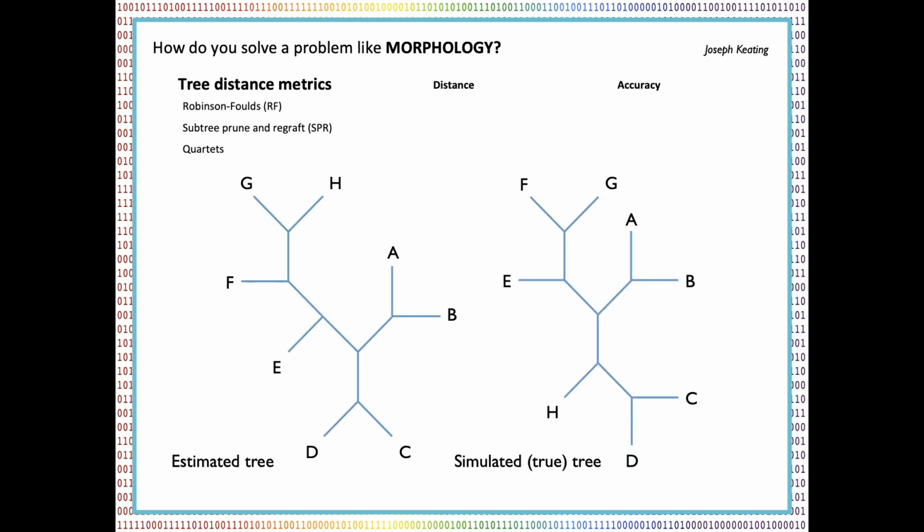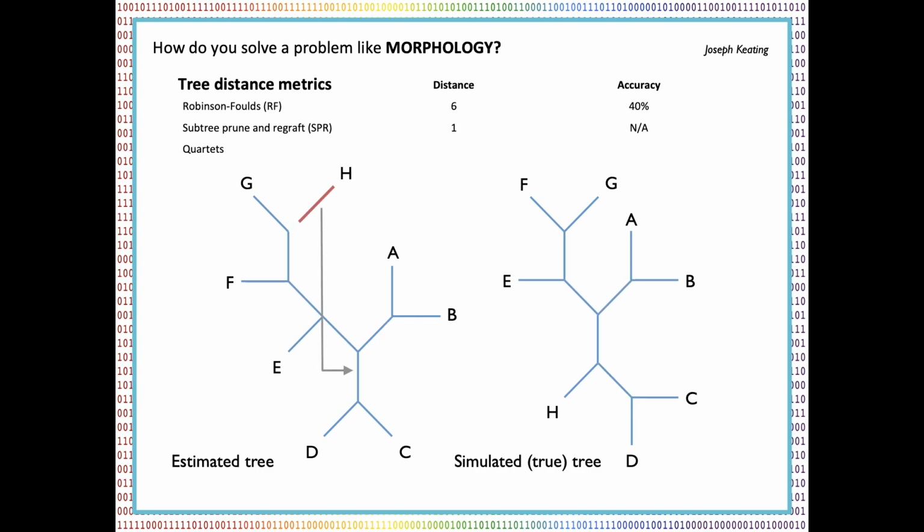There are a number of different metrics for comparing the topology of two trees. Robinson-Foulds, or RF distance, is defined as the sum of unique bipartitions for two trees. Both trees in this example have 3 unique bipartitions, giving a distance of 6. We can also use bipartition comparison to measure accuracy. The estimated tree has 5 bipartitions, of which 2 are shared with the simulated tree, giving a percentage accuracy of 40%.